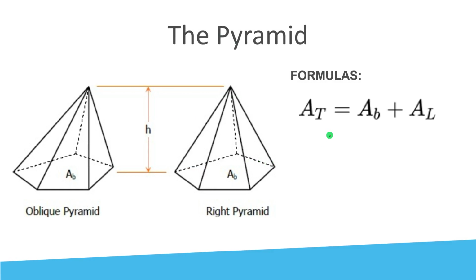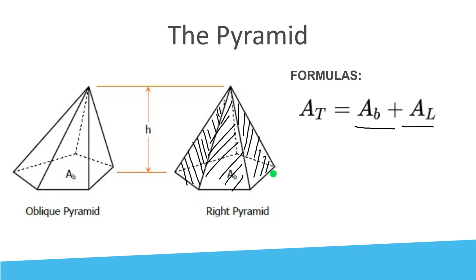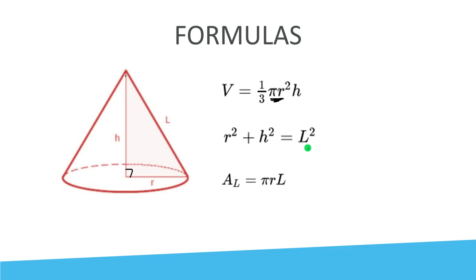For the pyramid, for the total surface area, we have the area of the base plus the lateral area. The lateral area of a pyramid are these triangles formed, all of these lateral faces, which are triangles. Then add the base for the total surface area. Same applies with cone. If the total surface area is required, add the base to the lateral area.